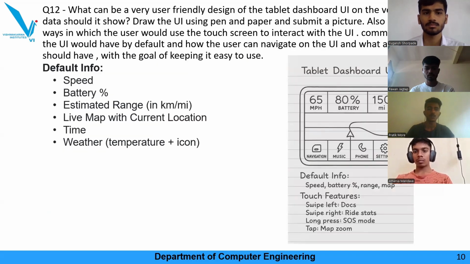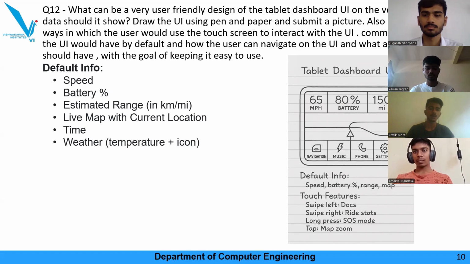Next, what can be a very user-friendly design of the tablet dashboard UI on the vehicle? What data should it show? Draw the UI using pen and paper and submit a picture. Also write the ways in which the user would use the touch screen to interact with the UI. Comment on what the UI would have by default and how the user can navigate on the UI and what all functions it should have, with the goal of keeping it easy to use.